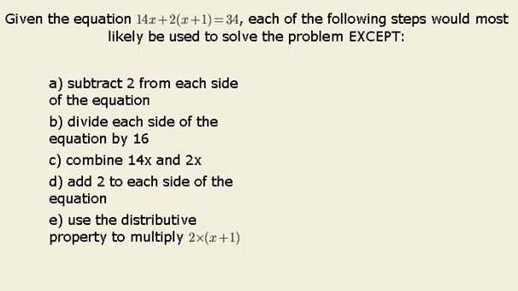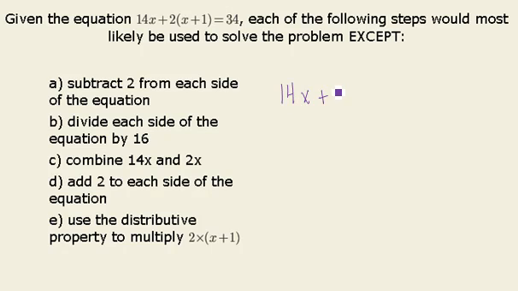Given the equation 14x plus 2 times the quantity of x plus 1 equals 34, each of the following steps would most likely be used to solve the problem except, and I'm given 5 choices of what's not going to be a step in this problem. Well, one way to solve this is just to compute the steps. So I might talk myself through these steps.